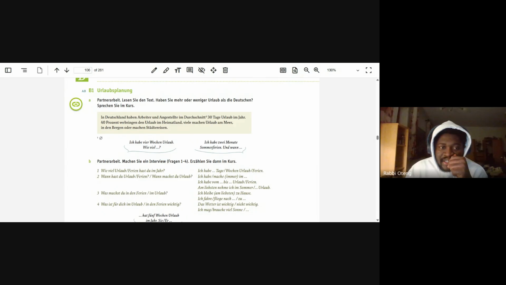So 40% spend their vacation in their homeland. Verbringen means to spend. When you say I'm spending time at the sea, it's ich verbringe Zeit am Meer. So 40% spend their time in their homeland. Viele machen Urlaub am Meer.